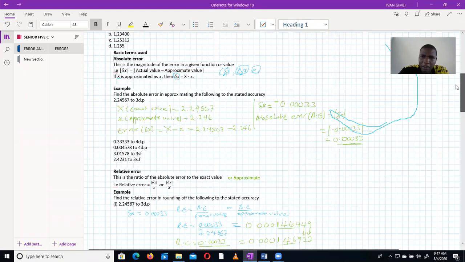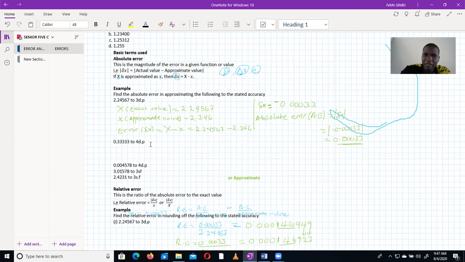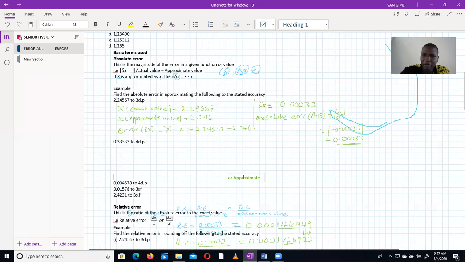Okay. Let's come here and do one more. Let's do this one of 333. They're asking us to find the absolute error. This one's not moving along with the work; that's where the problems are coming from. Okay, so we have this. We want to find the absolute error in rounding off, in approximating this to the stated accuracy, which is 4 dps. In fact, let me write rounding off to be more specific. Rounding off.